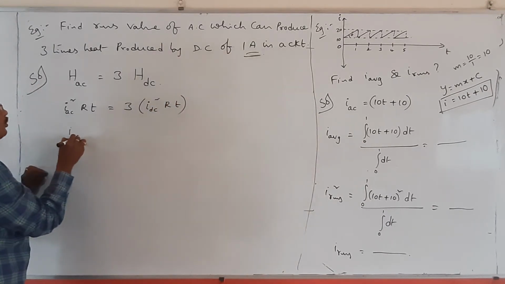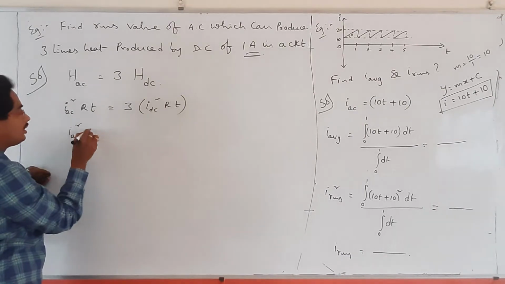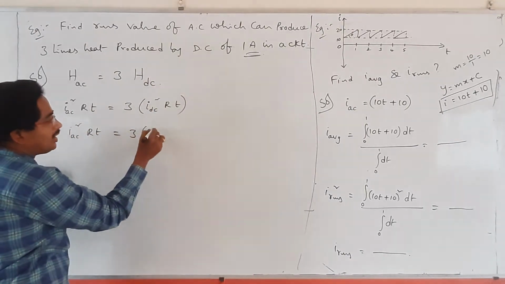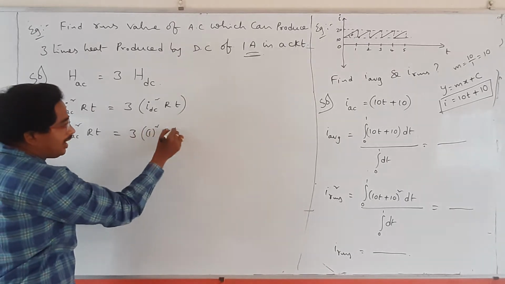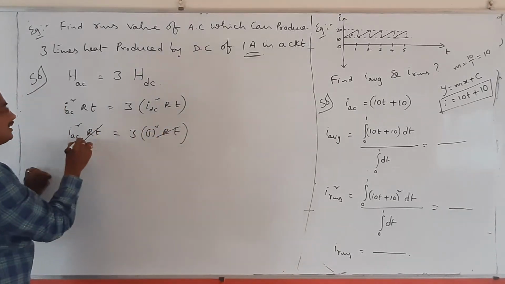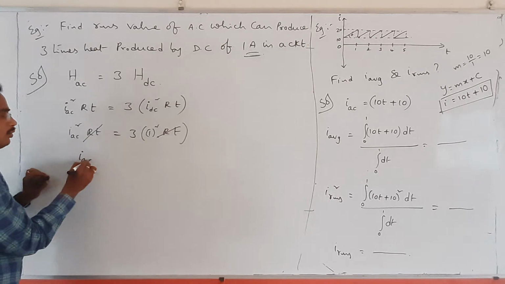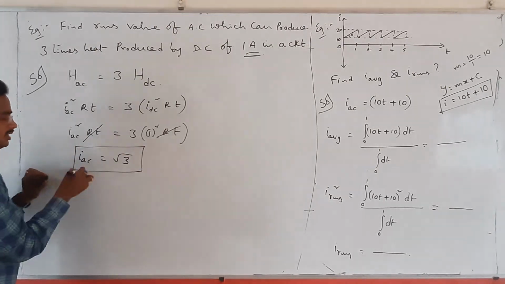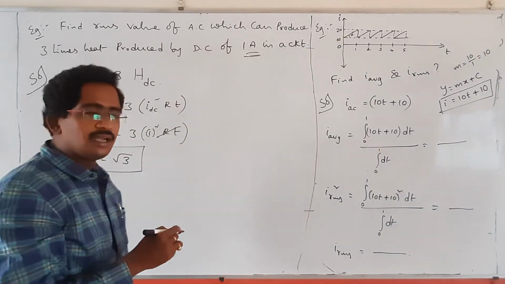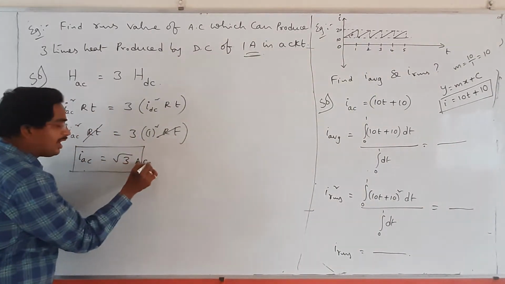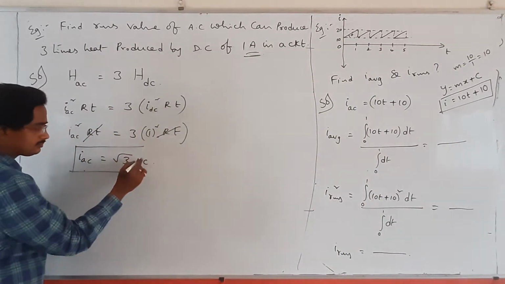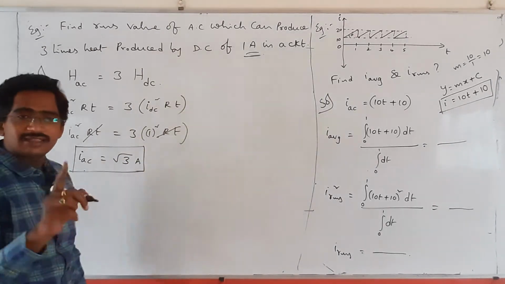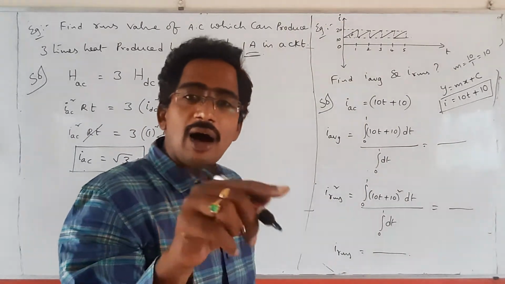So I_AC squared into RT equals 3 times 1 squared into R into T. R cancels, T cancels. I_AC equals what here? Root 3. I_AC value is root 3 amperes. For this, I want to get the RMS value.